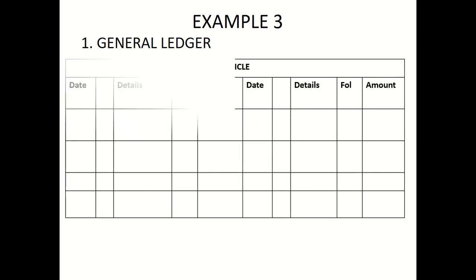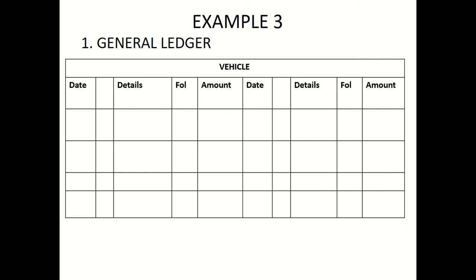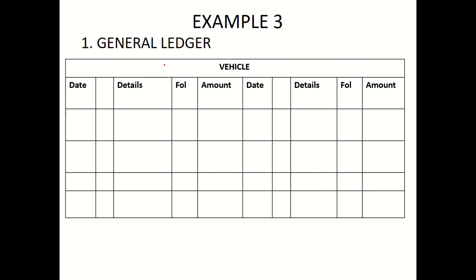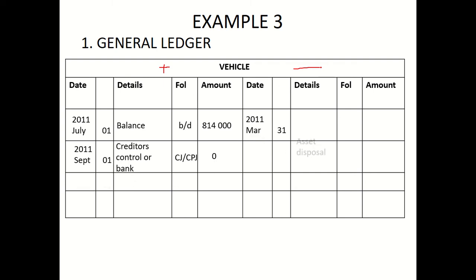In the general ledger, guys, vehicles is an asset account. Since it is an asset account, it increases on the debit side and it decreases on the credit side. Basically, the balance at the beginning of the year, which I showed you in the previous slide, was 814,000. But we sold a vehicle, and the cost price of that vehicle was 165,000. We're going to write asset disposal, general journal, 165,000.